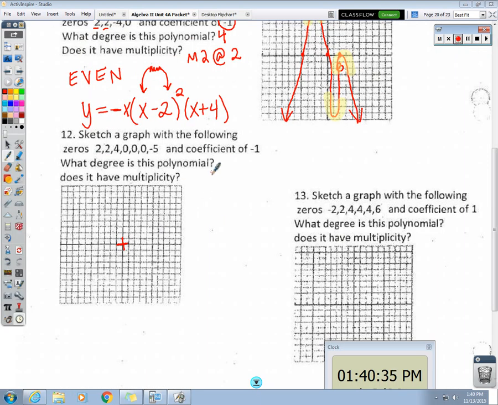Negative 5 and a coefficient of negative 1. What degree is this polynomial? 7, because you got 7 zeros. So that makes the graph even or odd? Odd. So that tells you what about the end behavior? Opposite directions. Well, which way is it going to go? Down on the right.